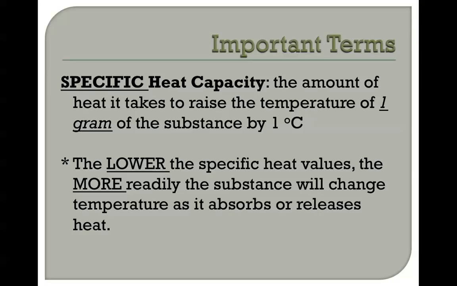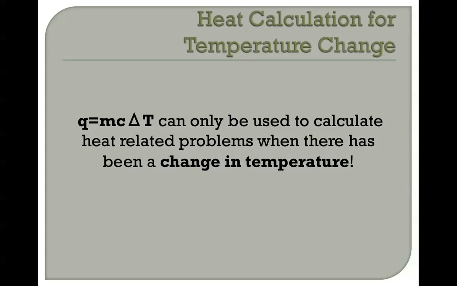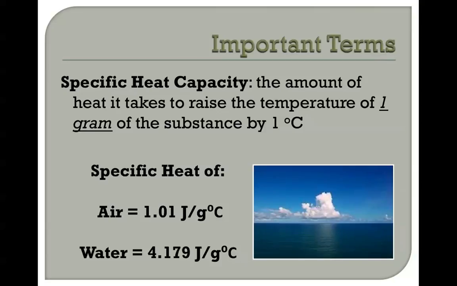So this is what we use in our calculations because it's going to be a constant value for the substance. The lower the specific heat value, the more readily it will change temperature as it absorbs or releases energy. So again, the lower the specific heat, the more quickly it will change temperature. Keeping this in mind, we have air, which has a specific heat of 1.01 joules per gram degree Celsius, then water has one that we'll round up to 4.18. Based on that, air is going to change temperature much quicker than water.